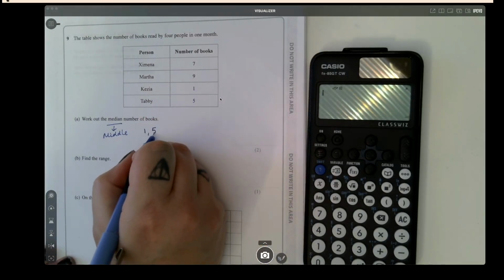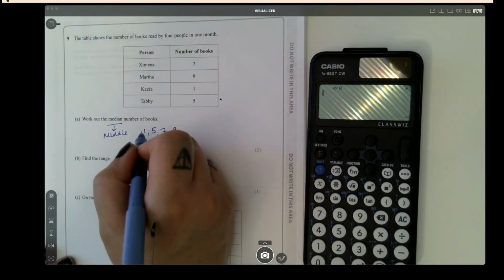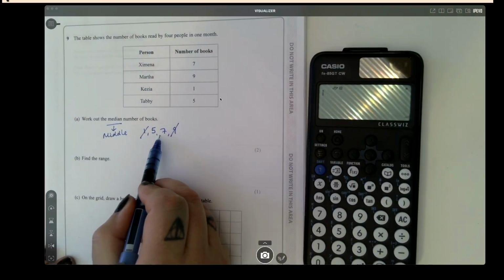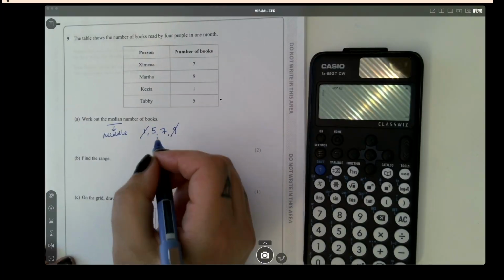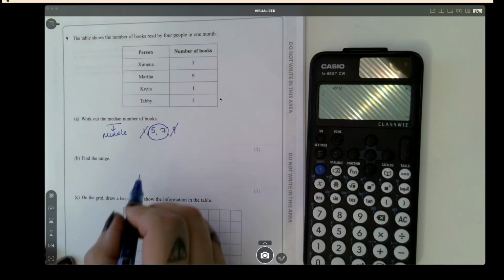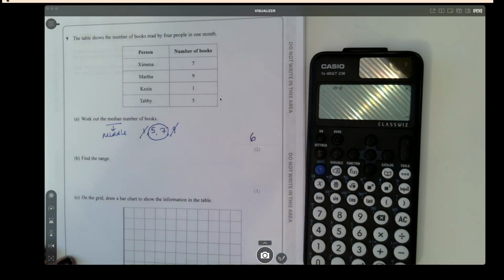So 1, 5, 7 and 9. And then I'm going to cross off from either side. So if I cross off here, you're aiming to get the middle number. Now if I cross these 2 off, I'm going to have no numbers left. So the median has to be in the middle of these 2 numbers. So between 5 and 7, the middle number is 6. So the median is 6.